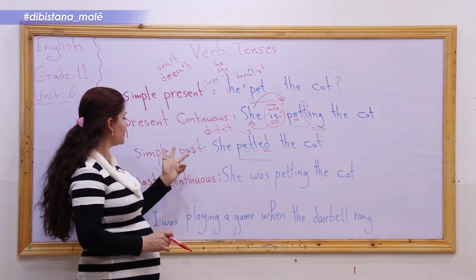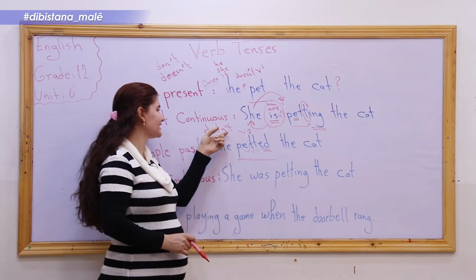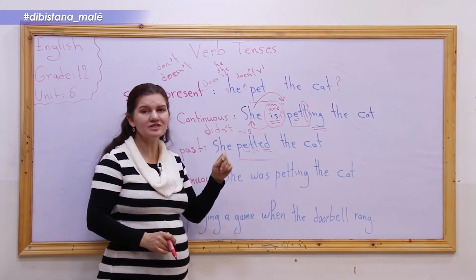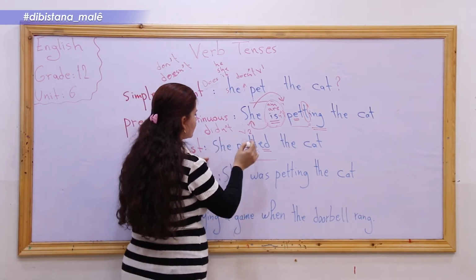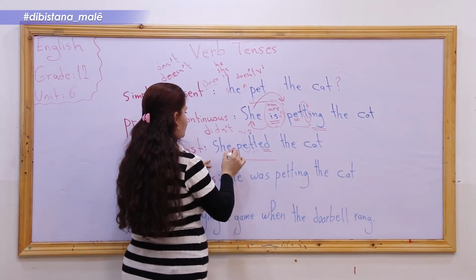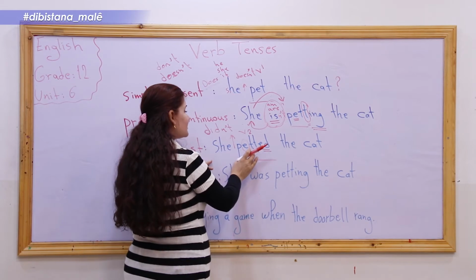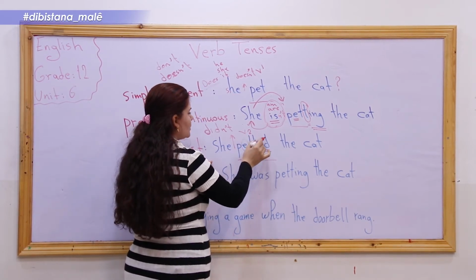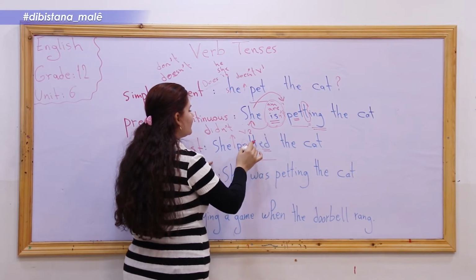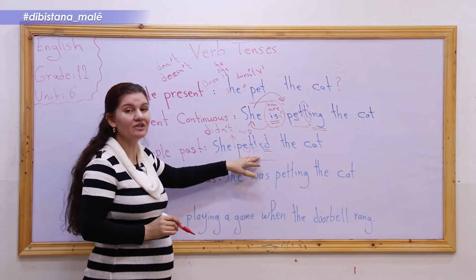In simple present, but in simple past we have only one auxiliary verb, which is didn't. We use didn't with all the subjects. She didn't painted the cat, and its place is again between the subject and the verb. But we don't say painted. If I say painted, it's wrong. It should be again paint. We should have the verb as infinitive.